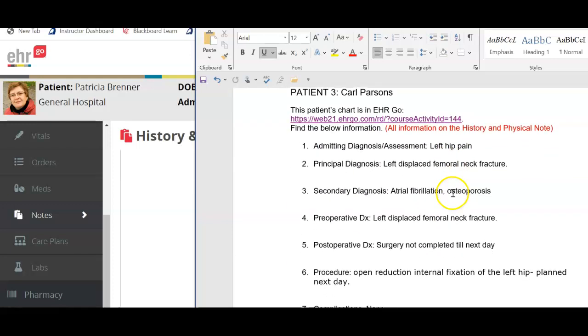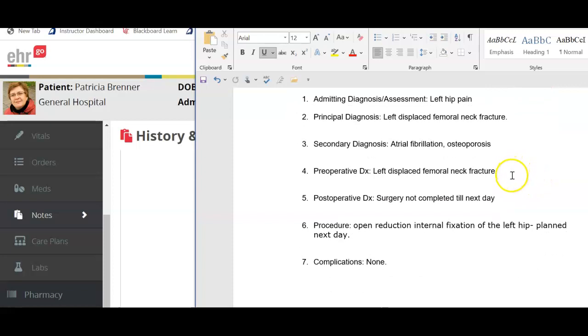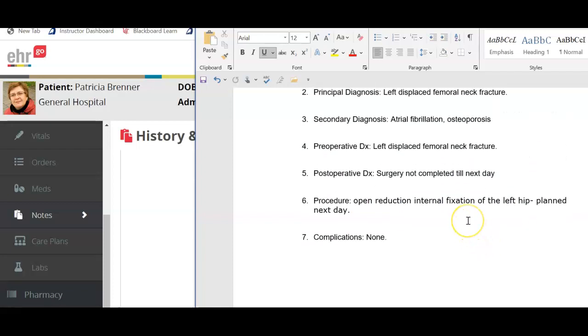All right, so Carl Pearson, I'm not going to pull up his chart. The only thing here: left hip pain is the admitting diagnosis. Principal diagnosis is the left displaced femoral neck fracture. Secondary, once again, atrial fibrillation and osteoporosis. We have our pre-op diagnosis, post-op. They're not doing surgery until the next day, so you didn't put a procedure down, and that's fine too. This is what's planned, but we don't have a report, and no complications.